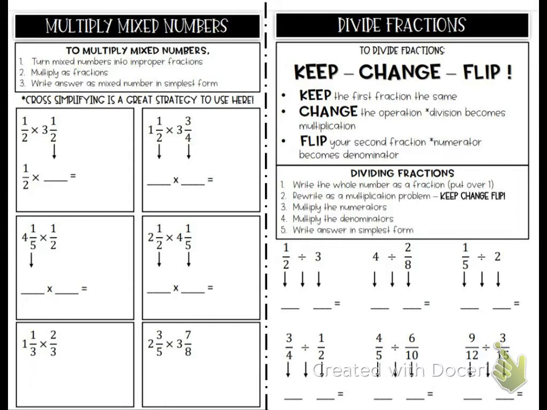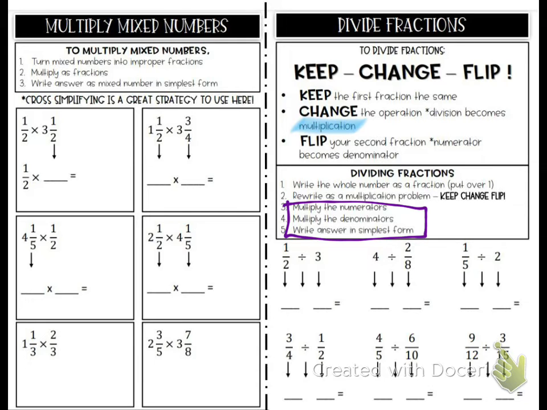So we keep the first one the same. We change the operation to multiplication, and then we flip the denominator and numerator upside down. This is called the reciprocal. After that, all of the rules for multiplying fractions stay exactly the same after you keep, change, flip. So look at the signs. Let's look at a few of these.